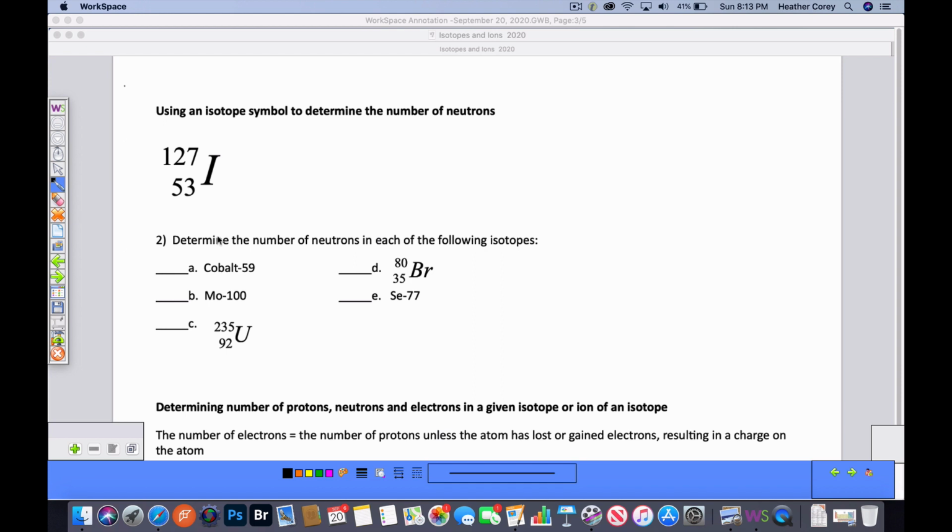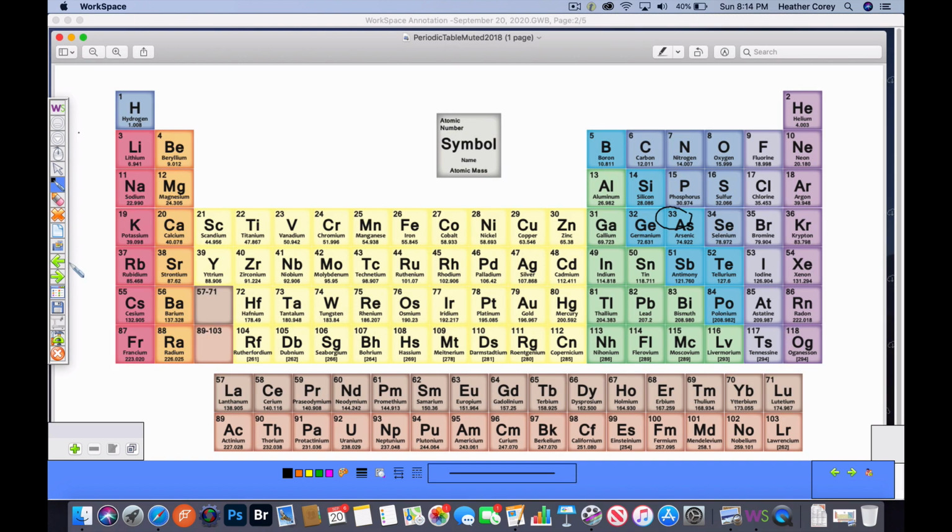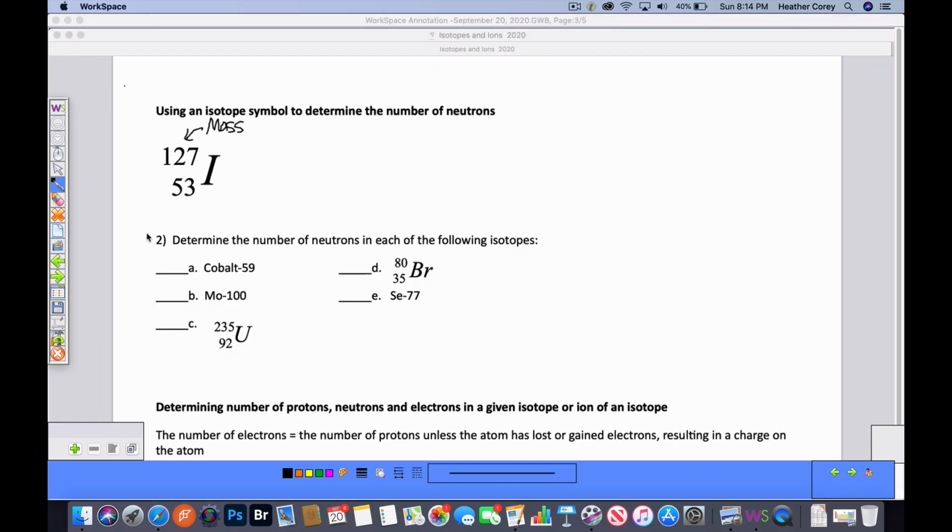Okay, the second type of concept that I'd like you to understand is using that symbol, when it's provided to you, to find the number of neutrons. Here I've given you an isotope of iodine, iodine 127. So the top number is the mass number. I've provided that to you. Notice it's not a decimal. That's because I'm giving you one single atom. You only have that decimal, like you see here, the 126.904, when it's the mass of the entire element. For an individual atom, you're going to have a whole number like you have here.